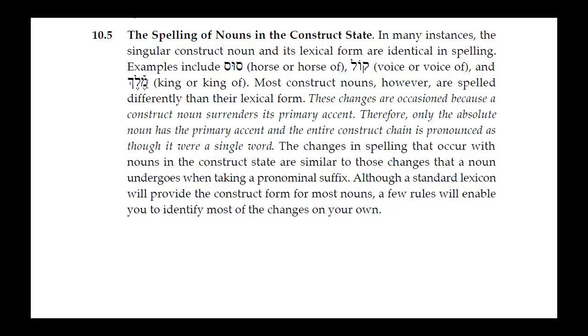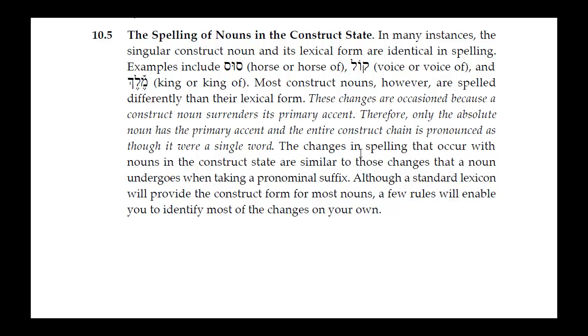Likewise, we have melech, which can be either king or king of, and we'll get to that a little later on in this lesson. But most construct nouns are spelled differently than their lexical form. These changes are occasioned because a construct noun surrenders its primary accent. Therefore, only the absolute noun has the primary accent, and the entire construct chain is pronounced as though it were a single word. Like when we had maqqef, the same thing happened there. The accent shifts from the first word to the second word because of the maqqef, the little horizontal line.